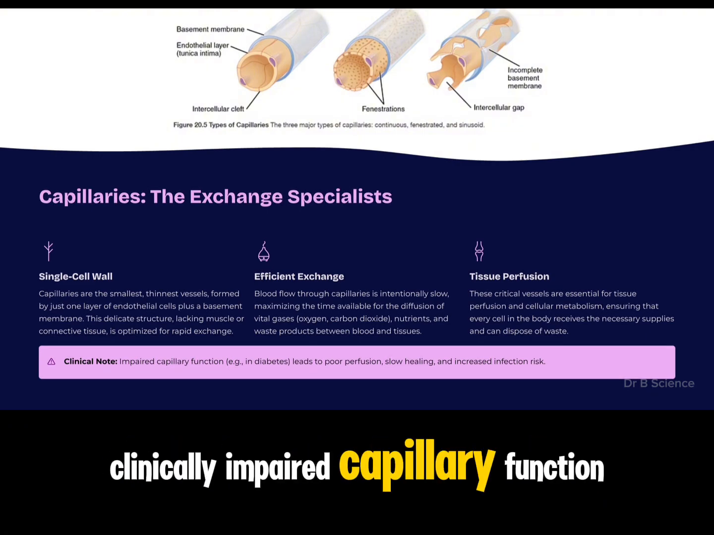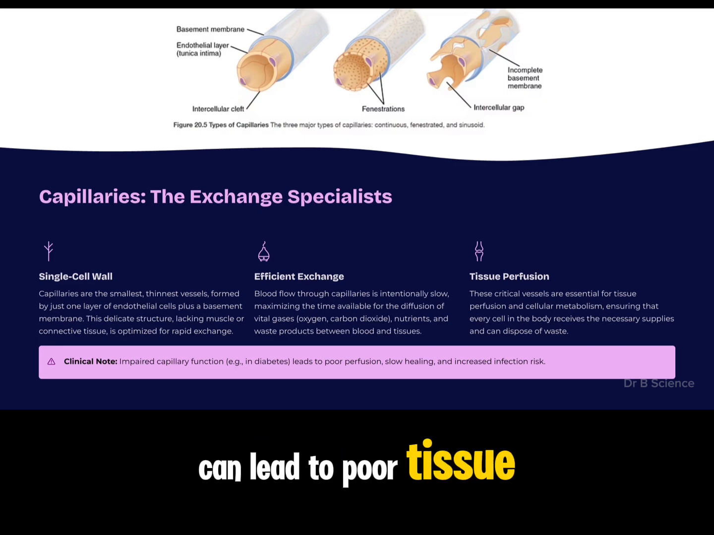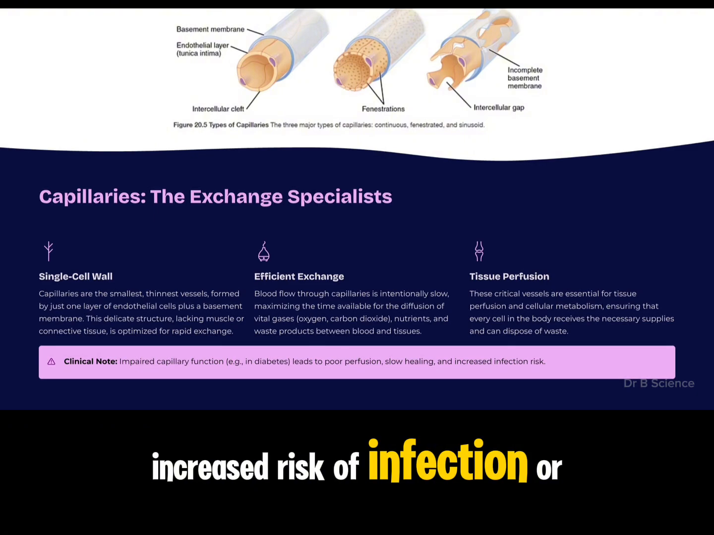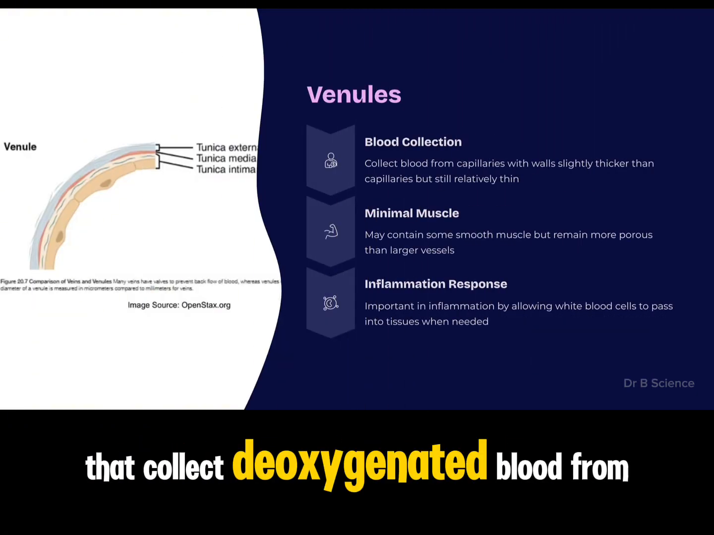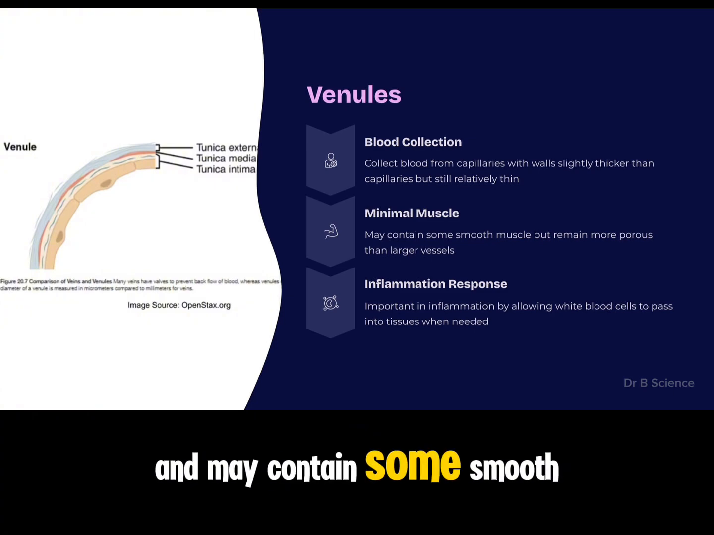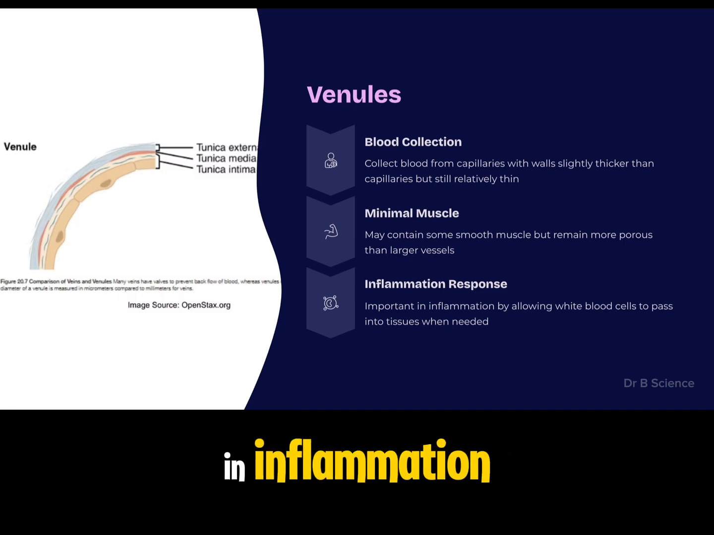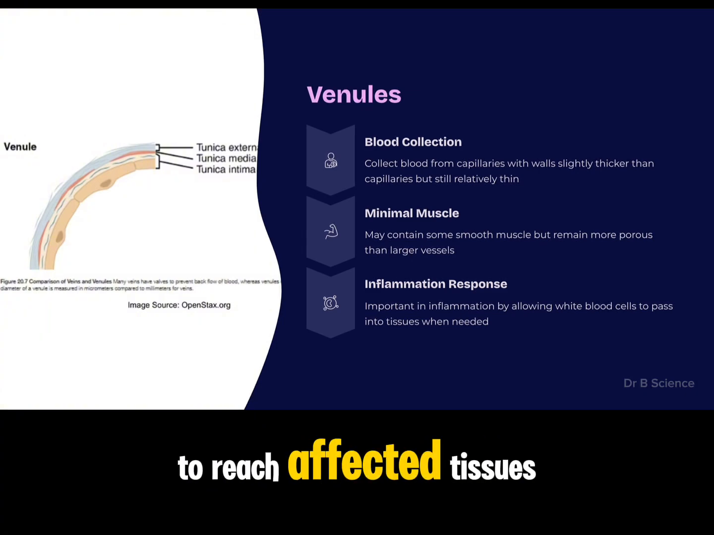Clinically, impaired capillary function, such as in diabetes mellitus, can lead to poor tissue perfusion, delayed wound healing, and an increased risk of infection or edema. Venules are small vessels that collect deoxygenated blood from capillary beds. Their walls are slightly thicker than capillaries and may contain some smooth muscle, but they remain more porous than arterioles. Venules play a key role in inflammation, as white blood cells can pass through their walls to reach affected tissues.